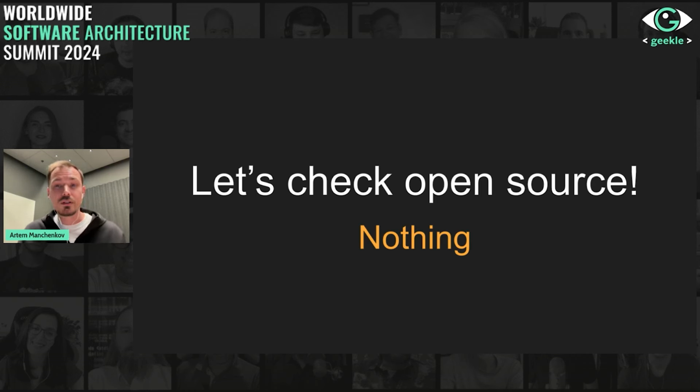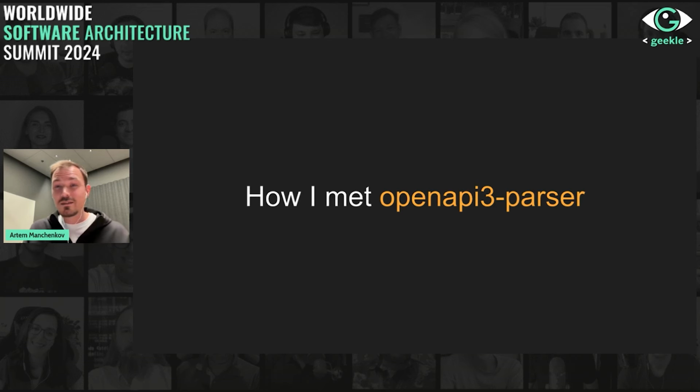But apparently not. Back then, there was no package that would allow me to read all the endpoints from the specification and compare it with available routes in my application, for example, Django, Laravel, or Symfony, or any other framework. So here we go to another story about one more package, which is OpenAPI free parser.